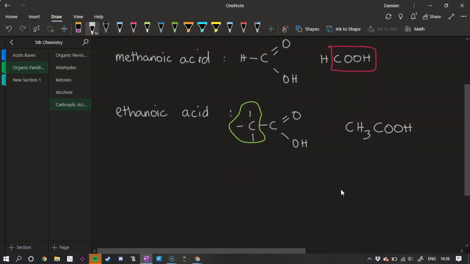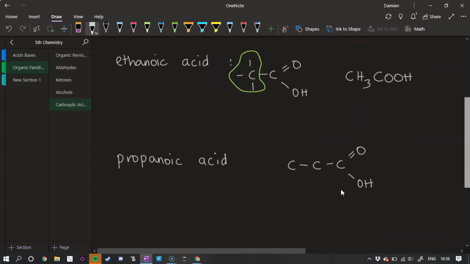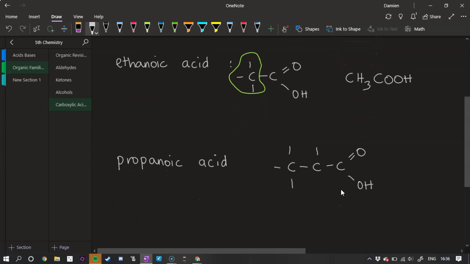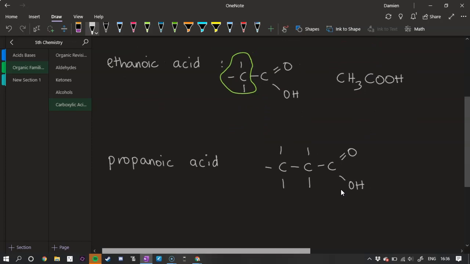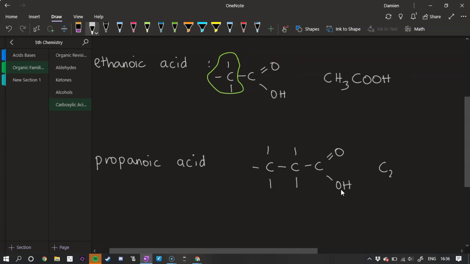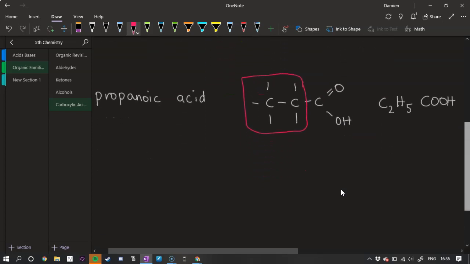Then you move on to the next one, which is propanoic acid. Again, three carbons this time. So we've got 1 carbon, 2 carbons, 3 carbons, and at the end you have to have a double bond O and an OH. You surround these carbons by your hydrogens. The way you write this, again, is C2H5 and then COOH. The C2H5 is this particular part here, and then the COOH is the part at the end.